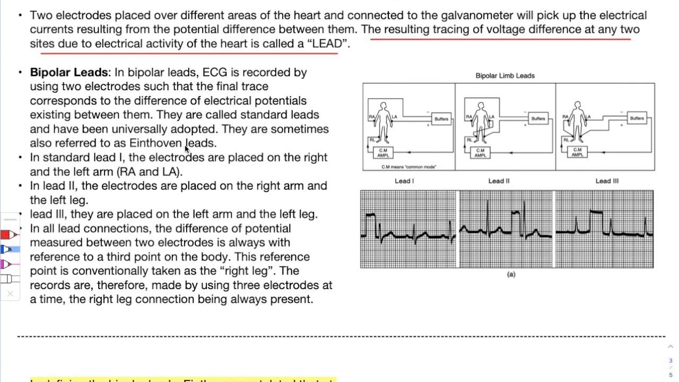So the first type of lead placing is the bipolar leads. In bipolar leads, ECG is recorded by using two electrodes such that the final trace corresponds to the difference of electrical potentials existing between them. They are called standard leads and have been universally adopted, and sometimes they are also referred to as Einthoven leads.